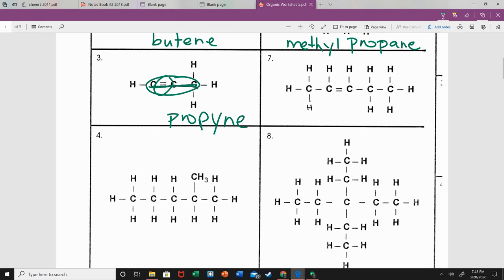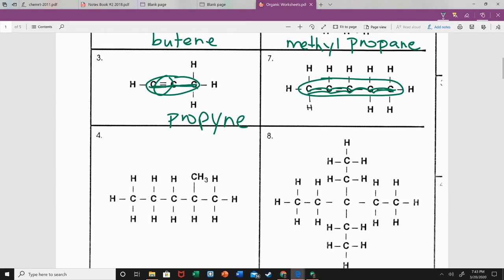Are there any carbons outside of my long carbon chain that I circled? Nope. So there's no branches. All right, let's move on to question number 7. First step, always count the longest possible carbon chain. 1, 2, 3, 4, 5. Backwards, 1, 2, 3, 4, 5. Okay, 5, the longest carbon chain I can count. So I circle my longest carbon chain.